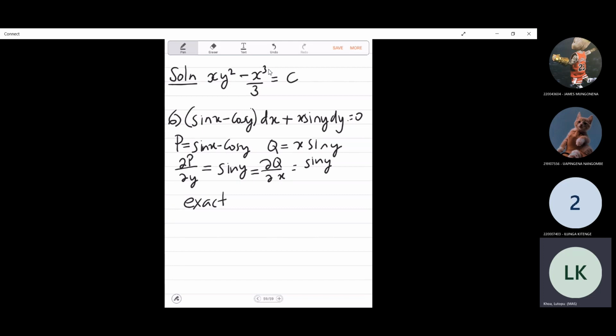So again, in a test, most probably you will not be told this is an exact differential equation, unlike here where under the topic of exact differential equation, so we know it's going to be exact. So there is marks for you testing it and then identifying it. Don't just start integrating without showing that it is in fact exact.